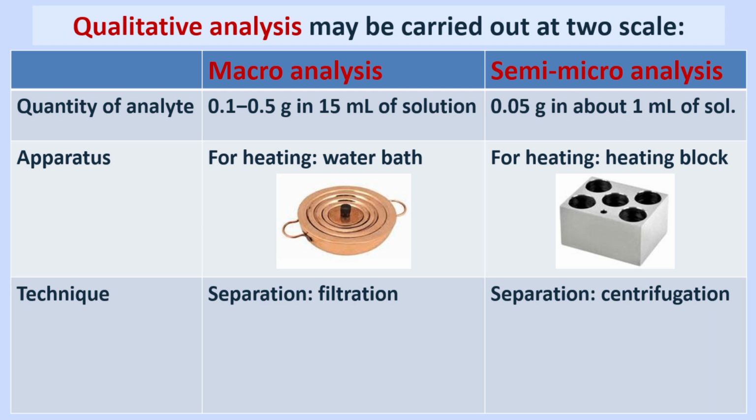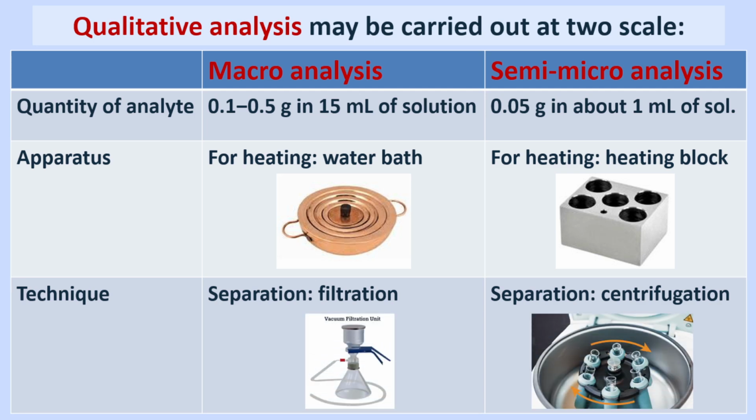used for heating purposes. Similarly, for separating the precipitate, filtration is used at the micro level, whereas centrifugation is used at the semi-micro level. Since semi-micro analysis is cost-effective, time-efficient and releases fewer hazardous chemicals, it is widely used in common laboratories in schools and colleges.